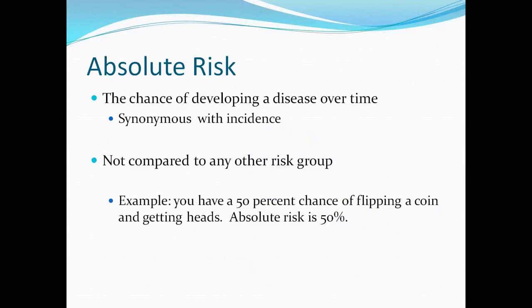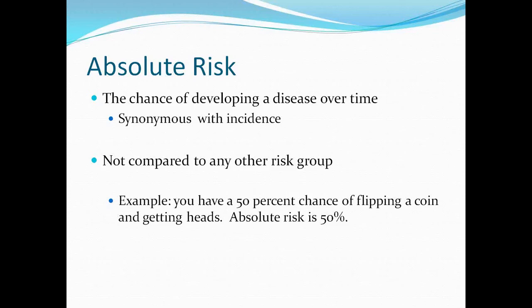So absolute risk is the chance of developing a disease over time. So it's basically synonymous with the incidence of a disease in a population. It describes the effect of an exposure on an outcome in the general population, and it's not compared to any other risk group. So for example, you have a 50% chance of flipping a coin and getting heads. So your absolute risk is 50%.